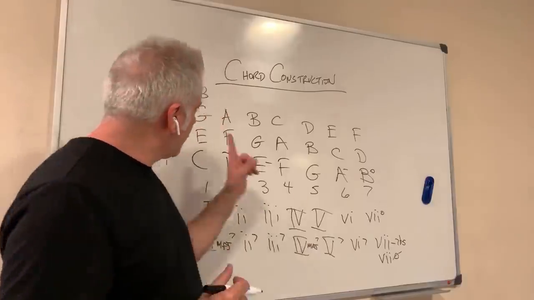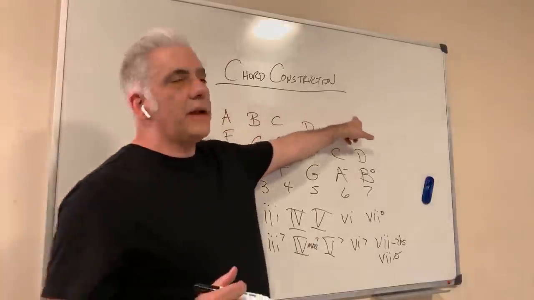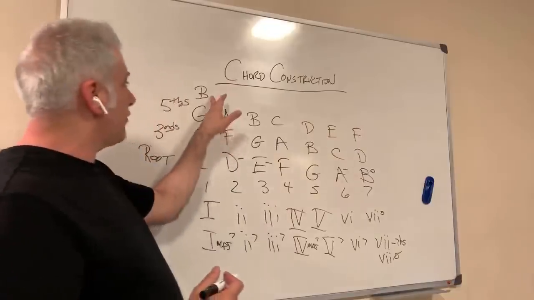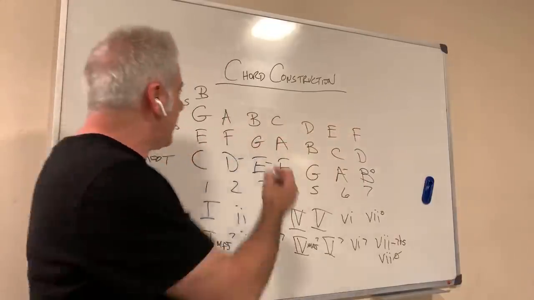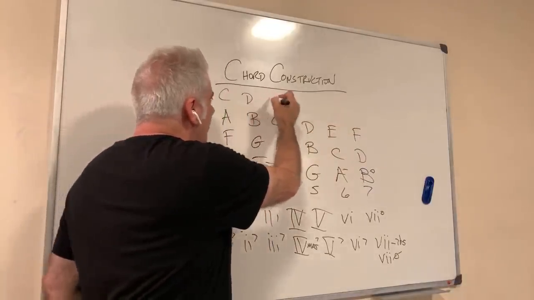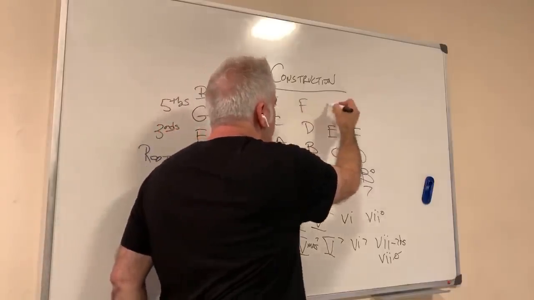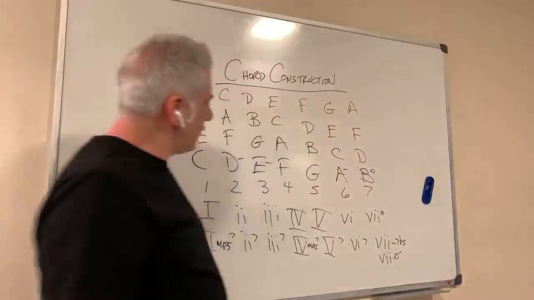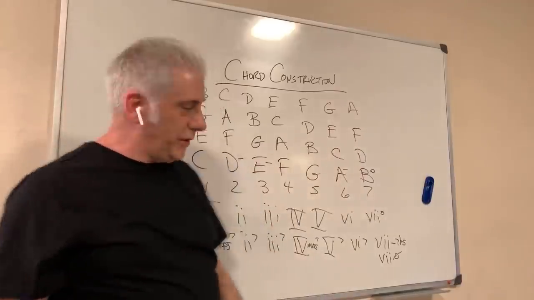Okay? So now I'm going to go from B and I'm going to fill in all the sevenths here. I'm just going to start from B and write the scale starting on B. B, C, D, E, F, G, A. There's my little matrix of all the chords. So here's how they spell them.